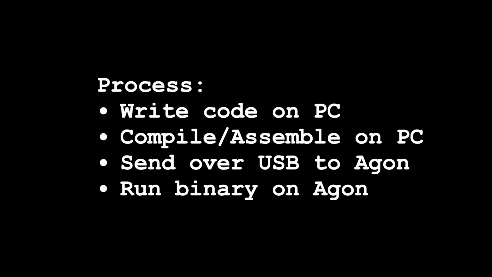The steps you'll go through include writing the code on your PC, compiling and assembling on your PC, sending the file over the USB port to the Agon, and then running the binary on the Agon. Now this does assume that you're powering your Agon through a USB port attached to your computer.